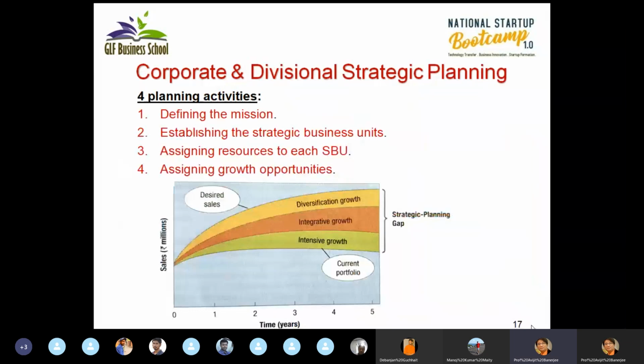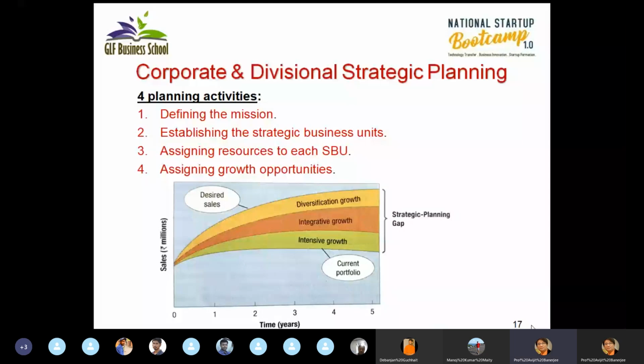Some organizations give their business units the freedom to set their own sales and profit goals and strategies, whereas others set goals for their business units but let them develop their own strategies. So that should be your growth plan, where many others set the goals and participate in developing individual business unit strategies.